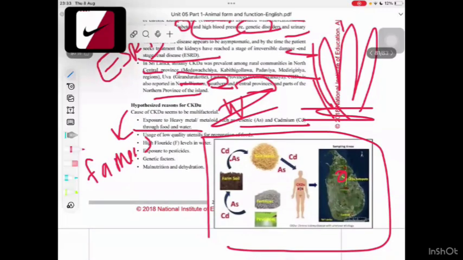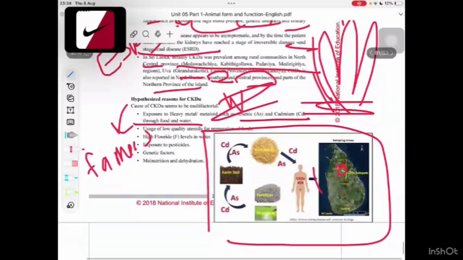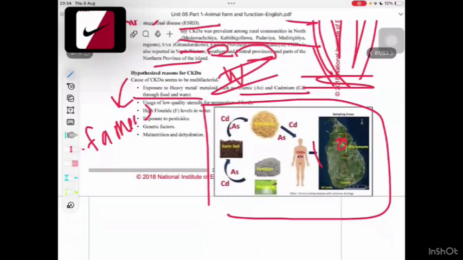Okay. Usage of low quality utensils for preparation of foods. Now, if you are using aluminium dishes and everything to cook, aluminium utensils to prepare, aluminium spoons to prepare.